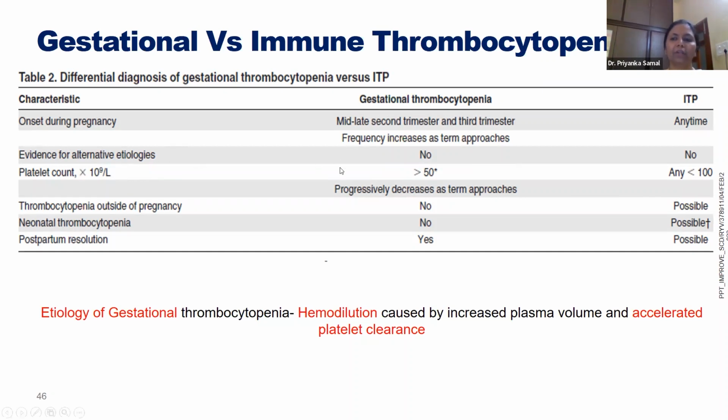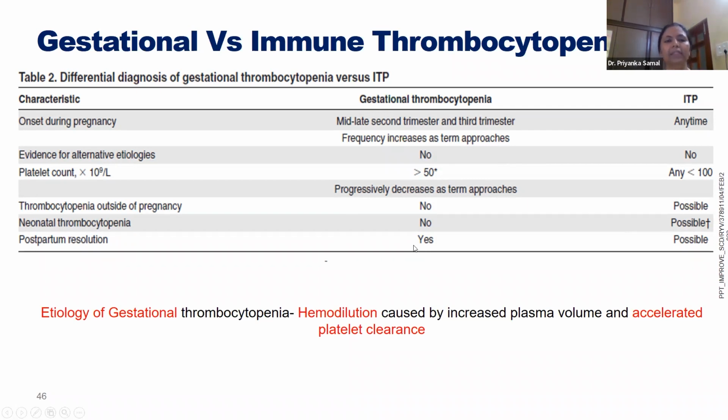Evidence of alternative etiologies is not there for both the causes. Platelet count in gestational is usually not very low, more than 50,000, whereas in ITP it can be as low as 10,000. Thrombocytopenia outside of pregnancy you will never see in gestational, but a female with ITP will have a precipitation of ITP again during the pregnancy. Autoimmune neonatal thrombocytopenia occurs with ITP. Postpartum resolution occurs with gestational, but it may persist in ITP.